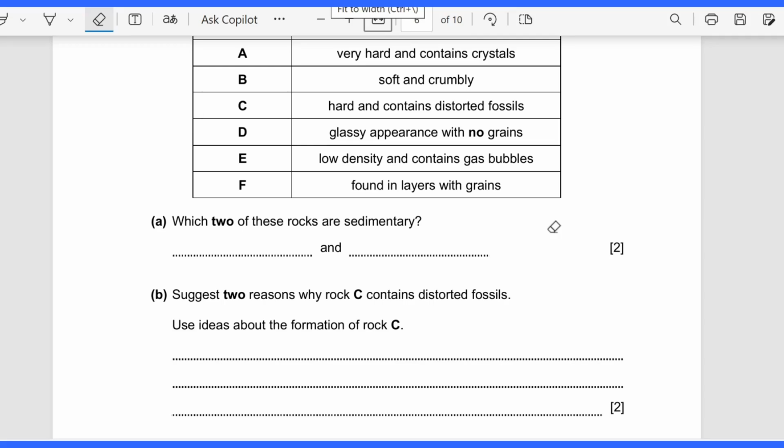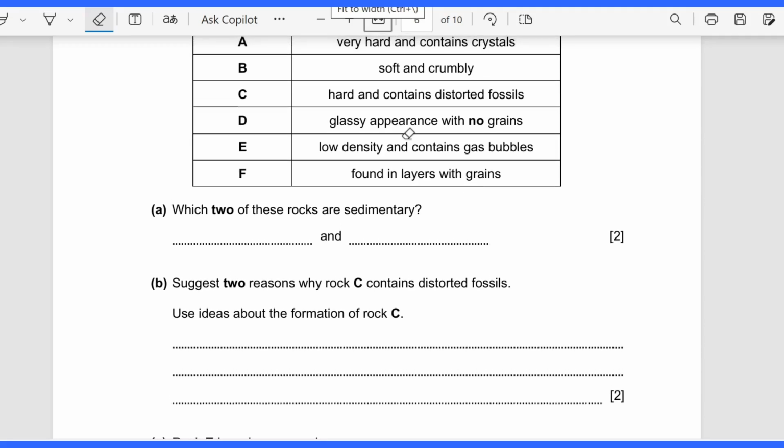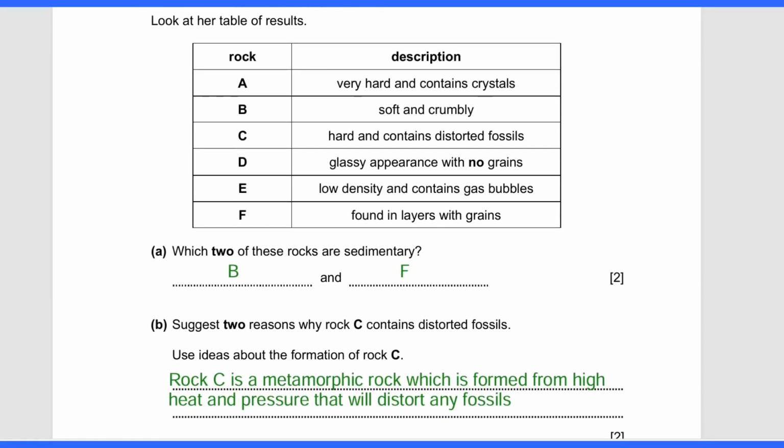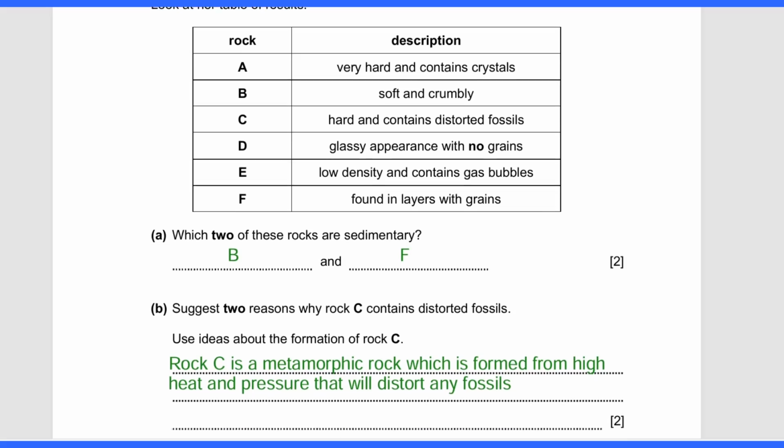Suggest 2 reasons why rock C contains distorted fossils. Here, as we have discussed earlier, use ideas about the formation of rock C. Okay, let's check out the answer, guys. Rock C is a metamorphic rock which is formed from high heat and pressure that will distort any fossils. That should be the answer.